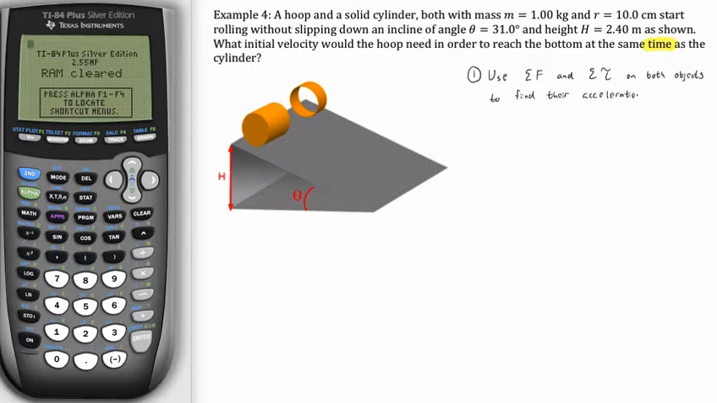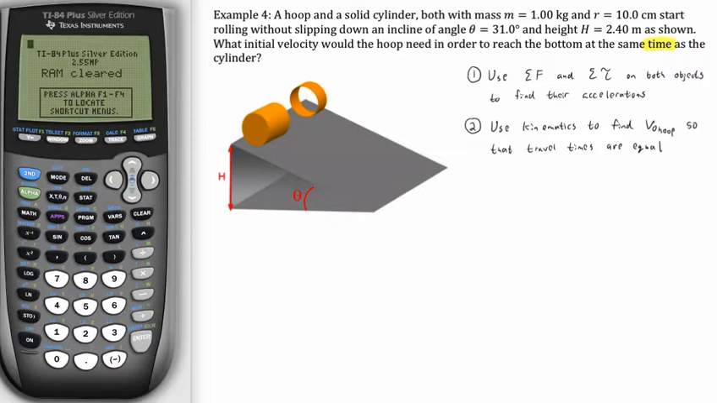After we have their accelerations, we then are going to use that information with kinematics to find an initial velocity for the hoop, which will have a slower acceleration, which stands to reason since it has a larger moment of inertia than the cylinder. But we will find that initial velocity for the hoop so that the times of traveling the distance are equal. So we're going to use kinematics to find v naught hoop so that travel times are equal. Okay, so let's get started with step one.